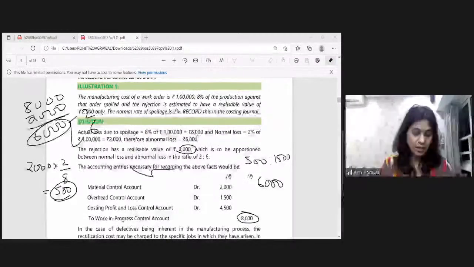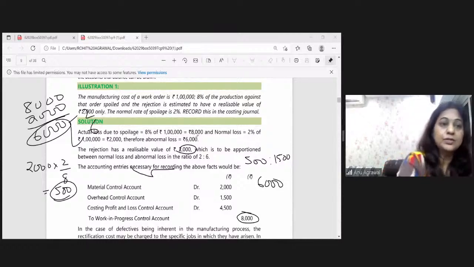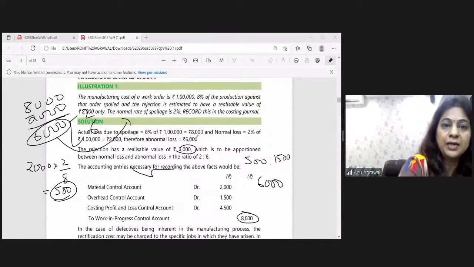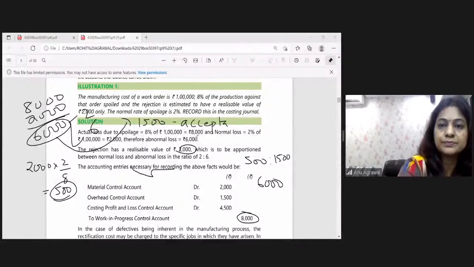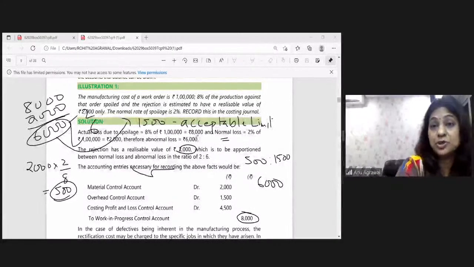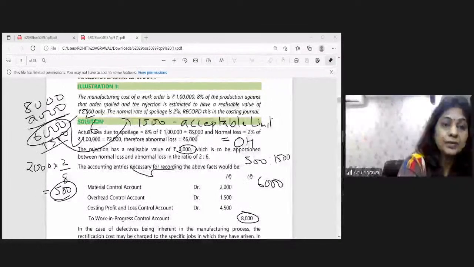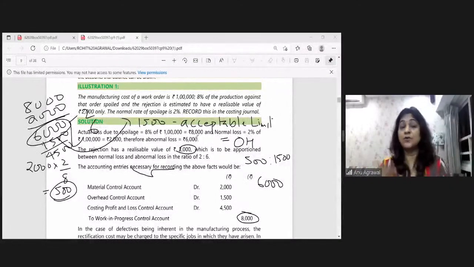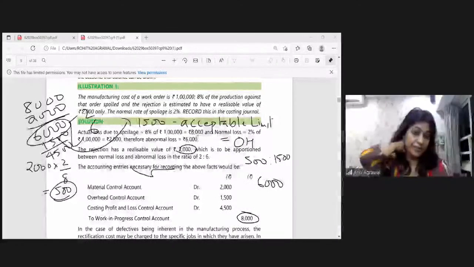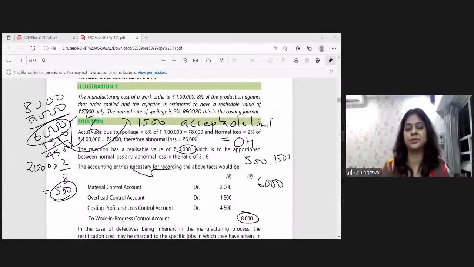So let us divide this. So what do we get? 6,000 into 2 divided by 8. So I get out with that this 1,500 is within acceptable limit. So this should be a part of overhead. Overhead means it's a part of cost. But out of this 6,000, this 4,500 is over and above the acceptable normal limit. I will not allow it to be treated as an overhead also. I will directly put it into costing.